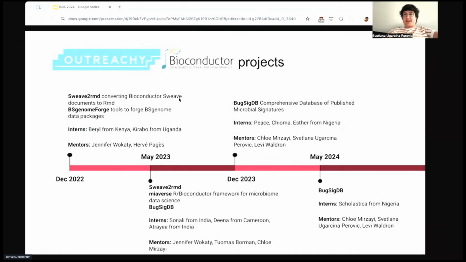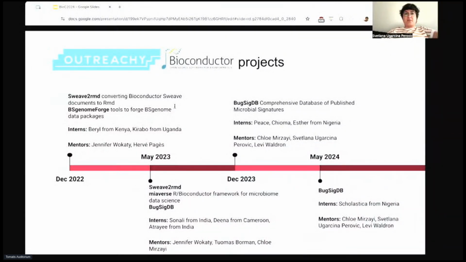Let's look at the timeline of our Outreachy Bioconductor projects. We have had 4 rounds of internships so far, each focusing on different aspects of bioinformatics. Our first round was in December 2022, and involved 2 projects, SWIV 2RMD and BS Genome Forge. We had 2 interns, Ber from Kenya and Kirabo from Uganda.